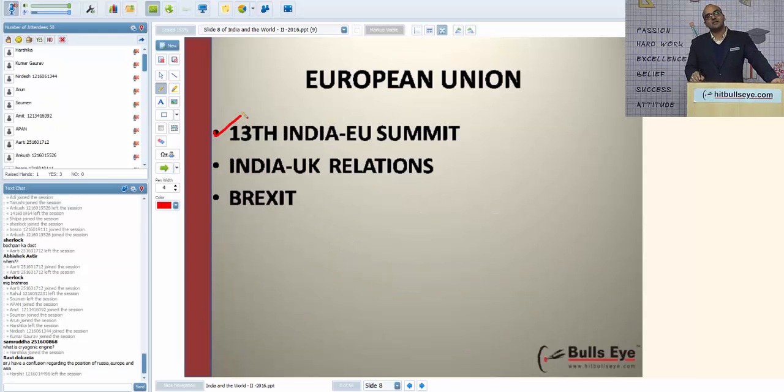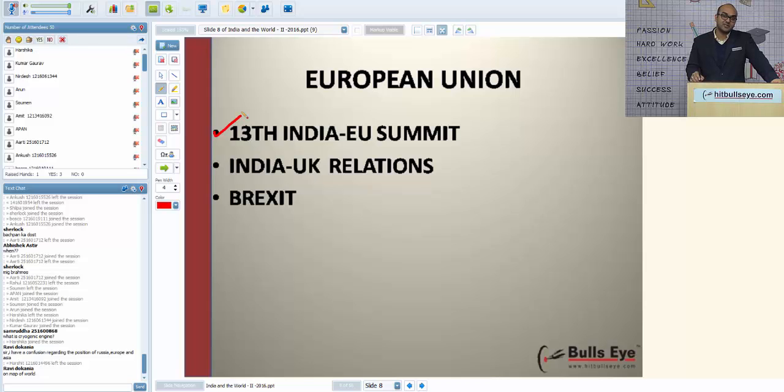Don't worry. As far as our relations with the European Union are concerned, an important meeting took place, that is the 13th India-EU summit. A number of agreements were signed. However, this issue now becomes less important in the context of Brexit, right? So we'll talk more about Indo-UK relations and Brexit as compared to Indo-EU relations. Let's talk about India-UK relations. A prime minister also visited the United Kingdom and a large number of agreements were signed during that visit.